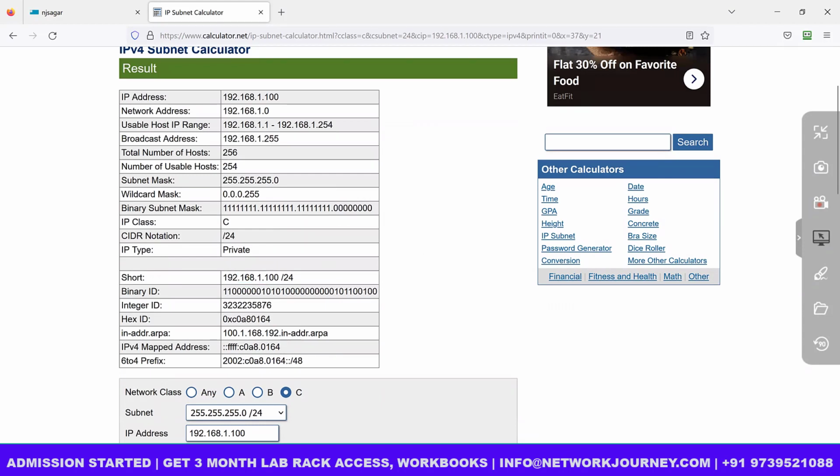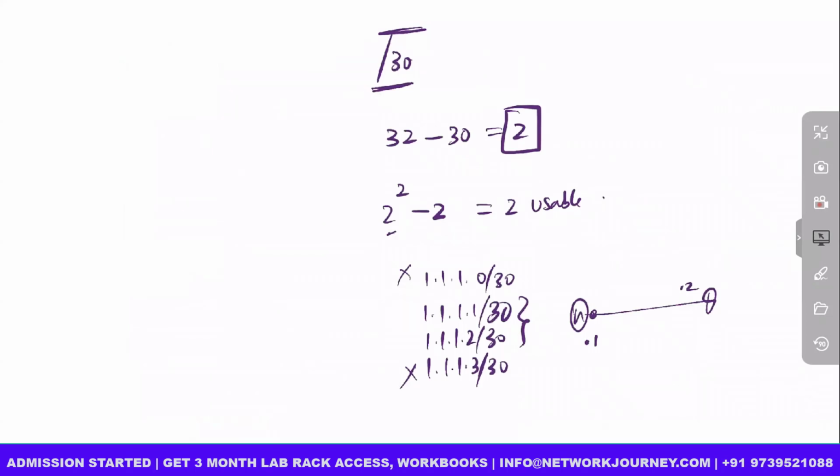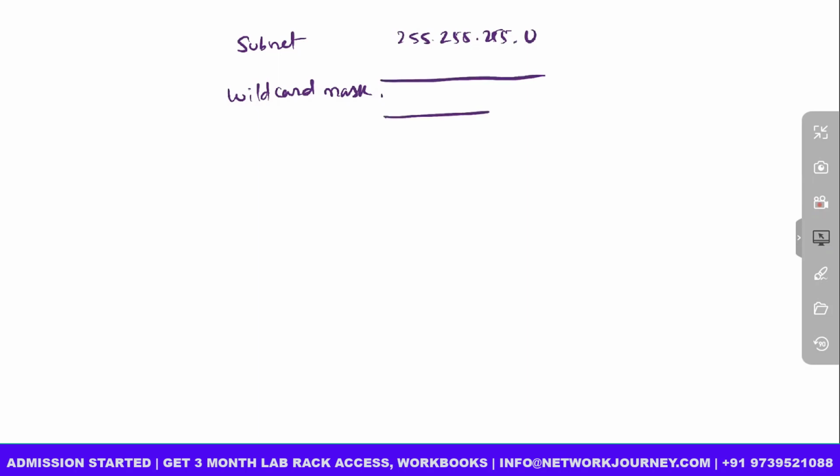Okay, so here two things. One is the wildcard mask and the private thing. So you might be wondering what is wildcard. See, your subnet was 255.255.255, let's say .0. So to calculate the wildcard mask, what you need to do is subtract each octet from 255.